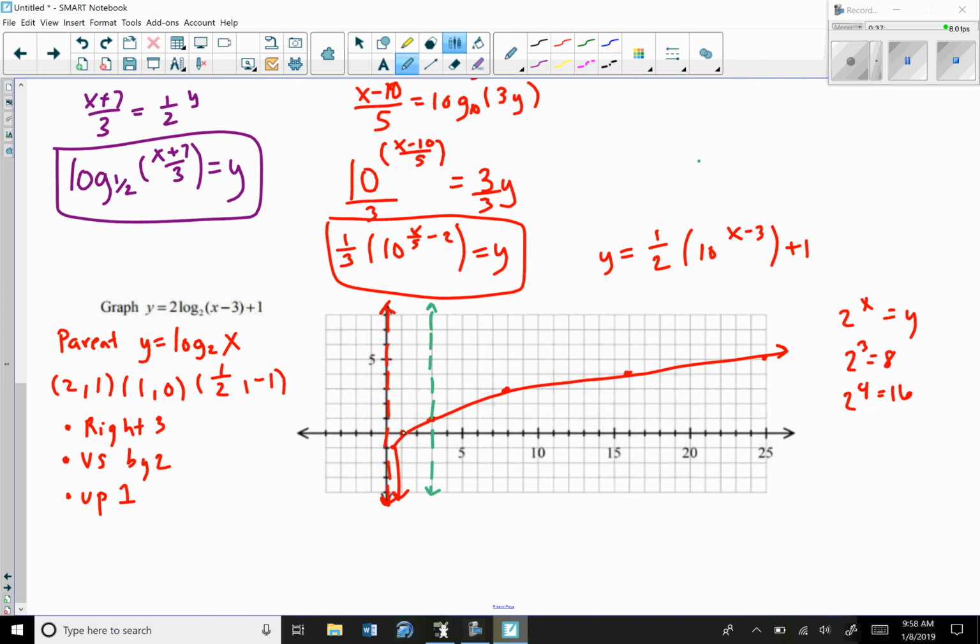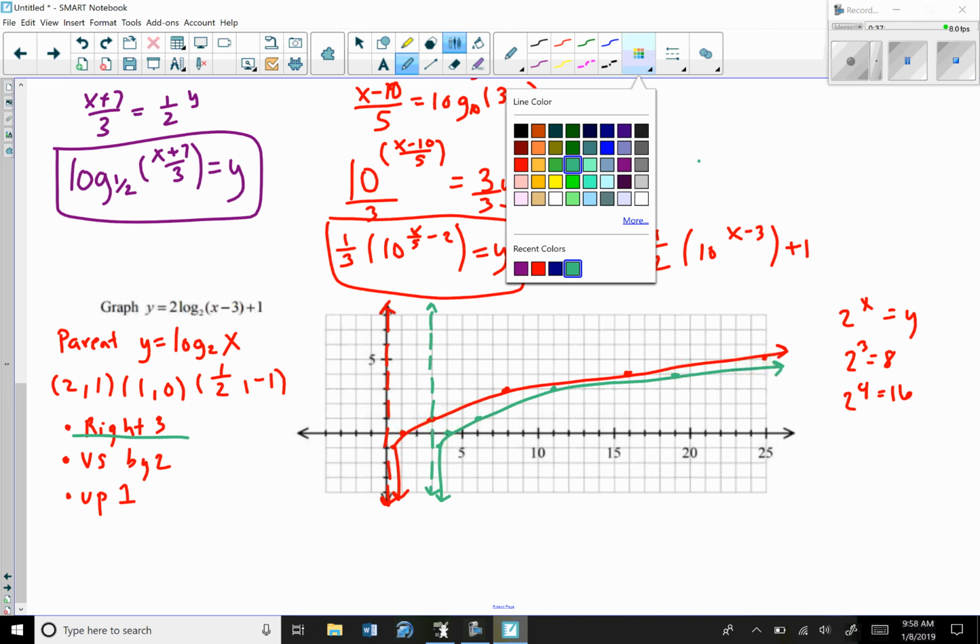And so all these points move right 3. So 1, 2, 3. This point would be here. 1, 2, 3. 1, 2, 3. And that one's going to be off, so we'll just leave that. So that was right 3.